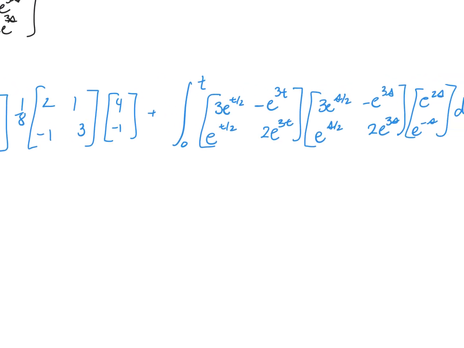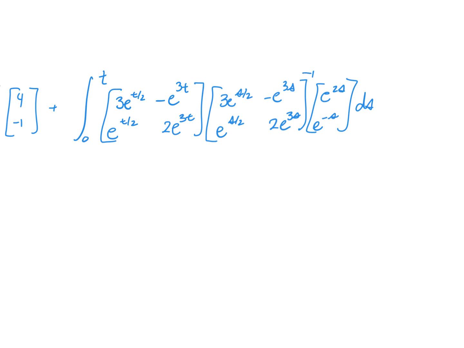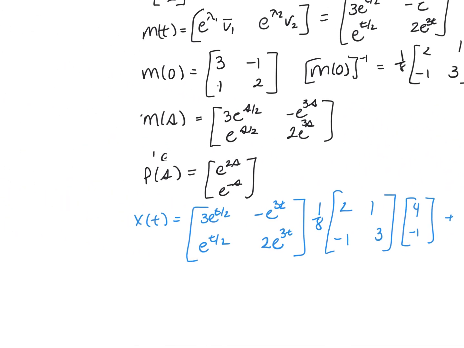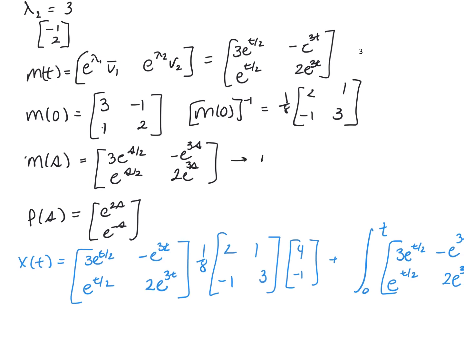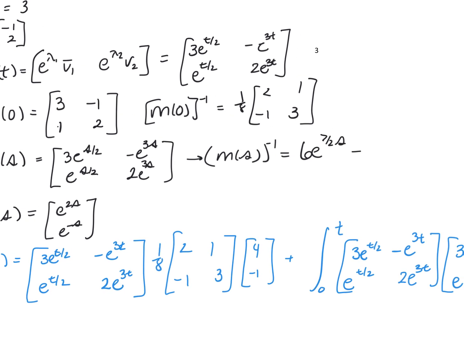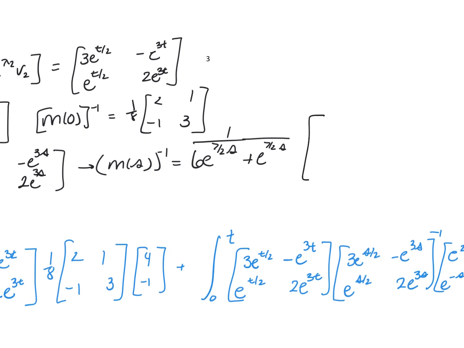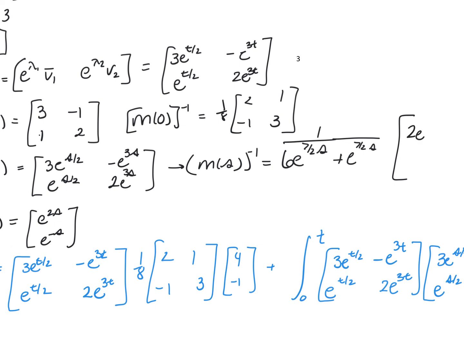So I am going to find this inverse. This should be an inverse right there. So I need to find M of s inverse. So M of s inverse, this is going to be the determinant, so it's going to be 1 over 6. I'm going to add those exponents, so it'll be e raised to the 3.5, which is 7 halves, minus, and then I'm going to have negative becomes plus e to the, again, 3 halves, so 7 halves of s. And then these switch positions, so it's 2e to the 3s.